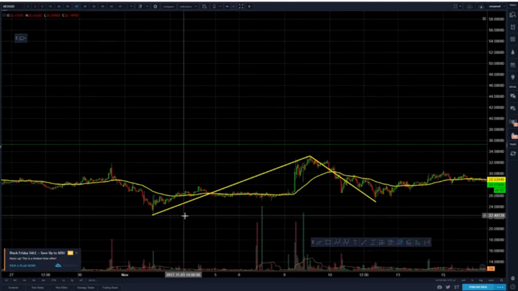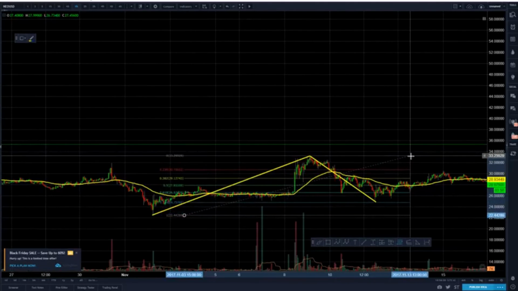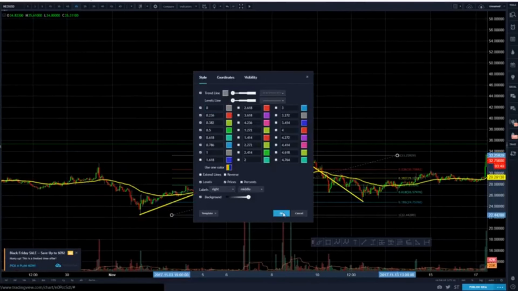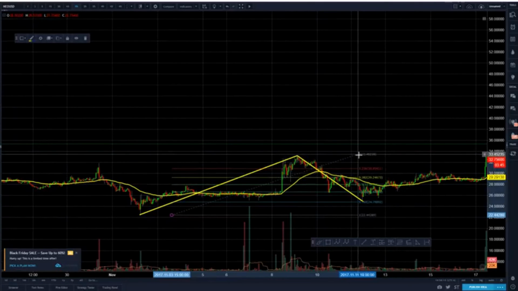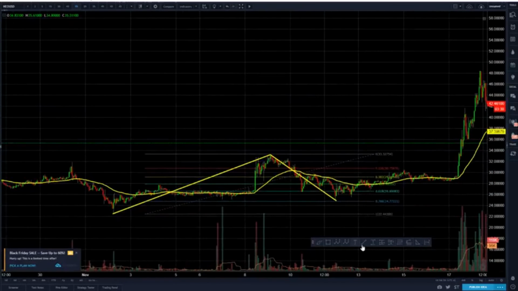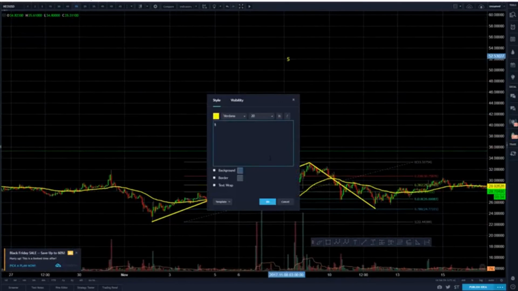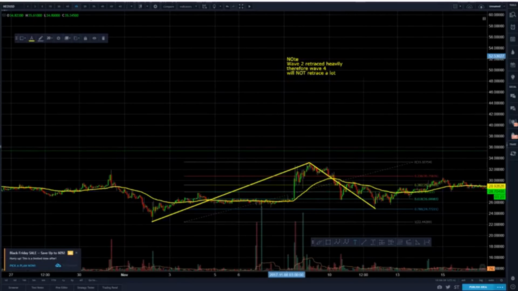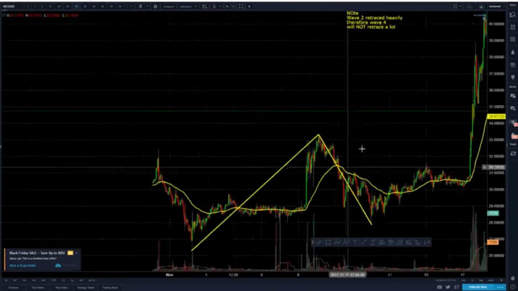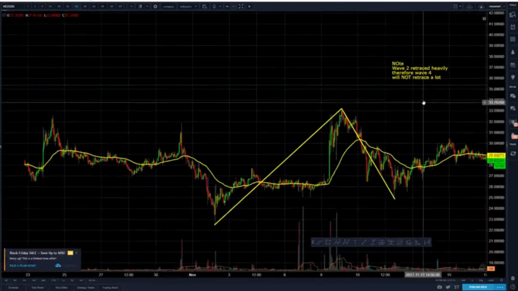So I will take now my fib retracement right here, right there. And what do I know about this one right here? I notice that it's retracing a big amount, right? So let's make a note of this right now. We note that wave 2 retraced heavily. Therefore, wave 4 will not retrace a lot. Okay, these are very, very important guidelines to follow. Now that we have this identified, we're going to keep this rule in mind, okay? Wave 2 retraced heavily, therefore wave 4 will not retrace a lot.